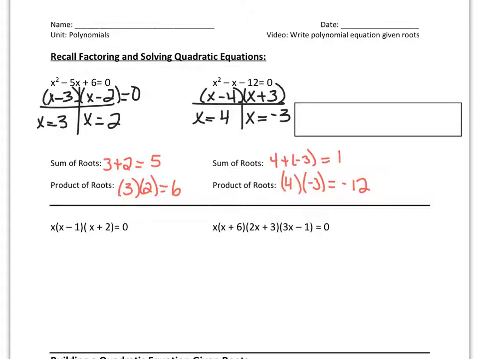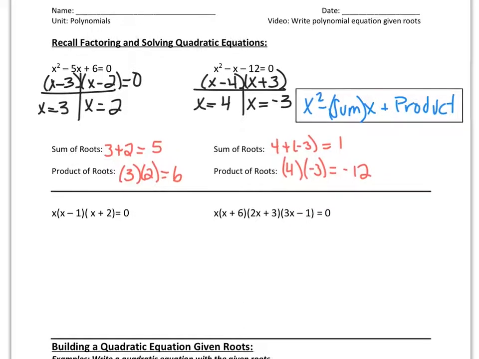So what you're going to do is take x squared, negate the sum, and add the product. And that will always give us a quadratic equation if I have two roots.